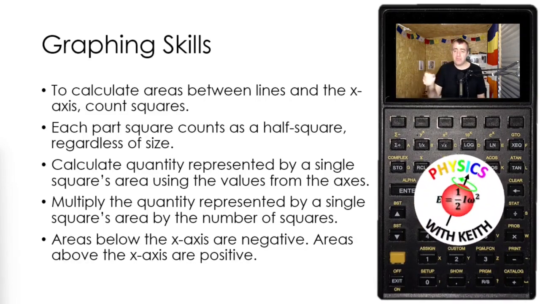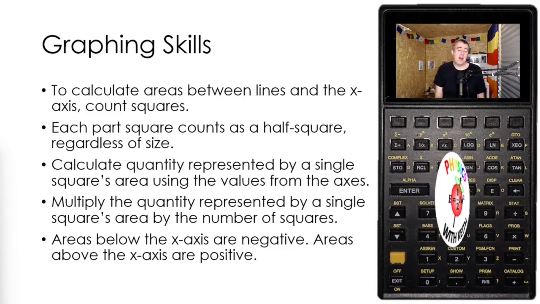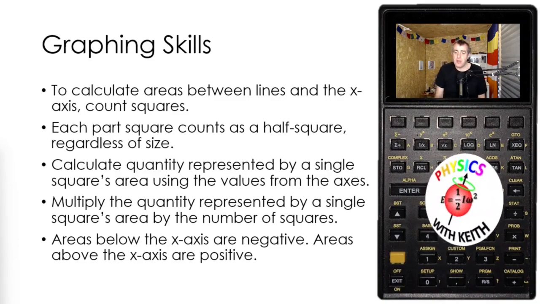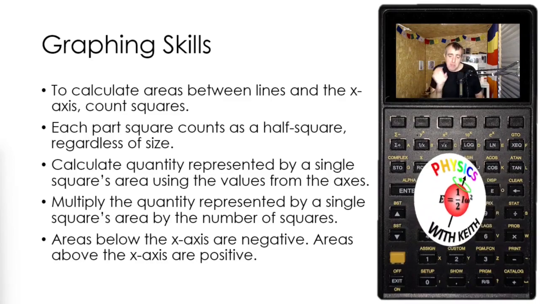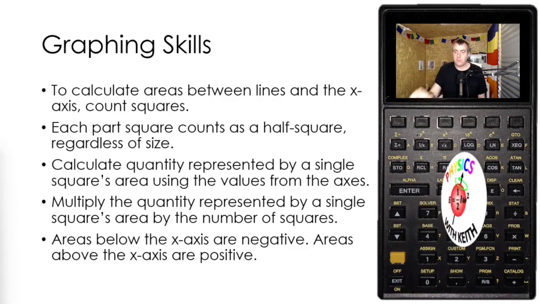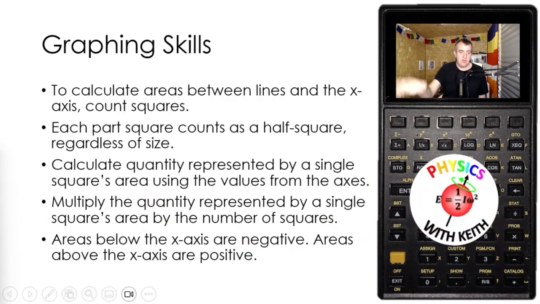If you want areas, you're going to have to count the squares. There are various other ways of calculating areas, but this is what we do in A-level. And then we multiply the value of a square by how many squares. And any part square counts as a half square. That's quite critical. Areas below the x-axis are negative. You can read that yourself.